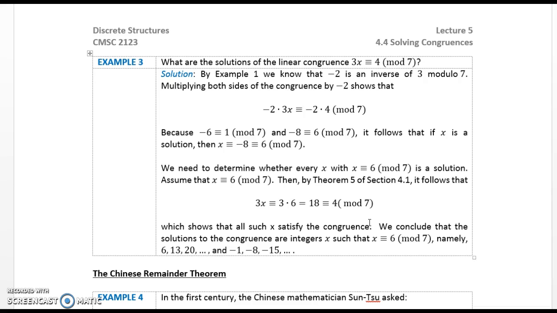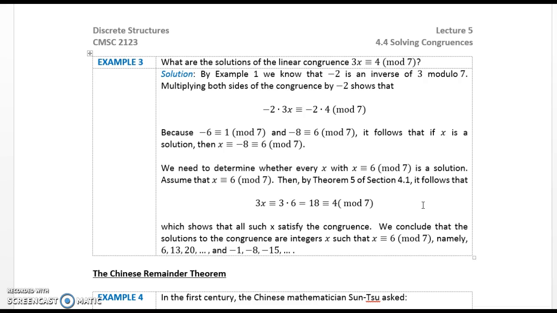Because -6 is congruent to 1 mod 7 and -8 is congruent to 6 mod 7, it follows that if x is a solution, then x is congruent to -8, which is congruent to 6 mod 7. We need to determine whether every x with x congruent to 6 mod 7 is a solution. Assume that x is congruent to 6 mod 7.